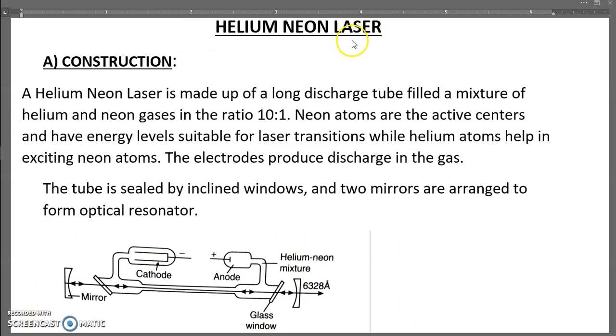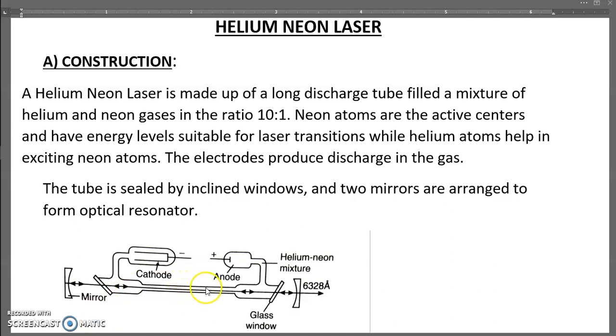Now let us see the second type of laser, that is the helium neon laser. The construction. The helium neon laser is made up of a long discharge tube, which is filled with a mixture of helium and neon gases in the ratio of 10:1. In this case, the neon atoms are the active centers, whereas the helium atoms help the neon atoms to get excited.